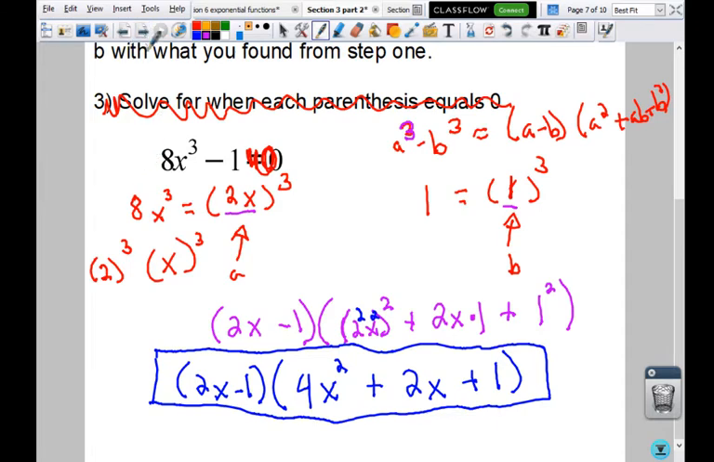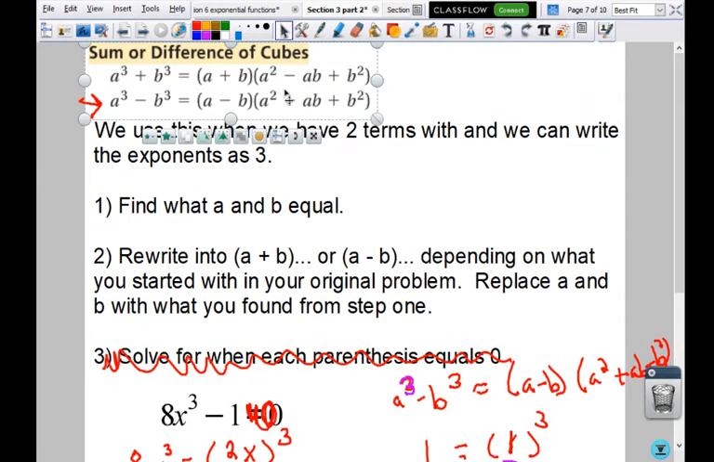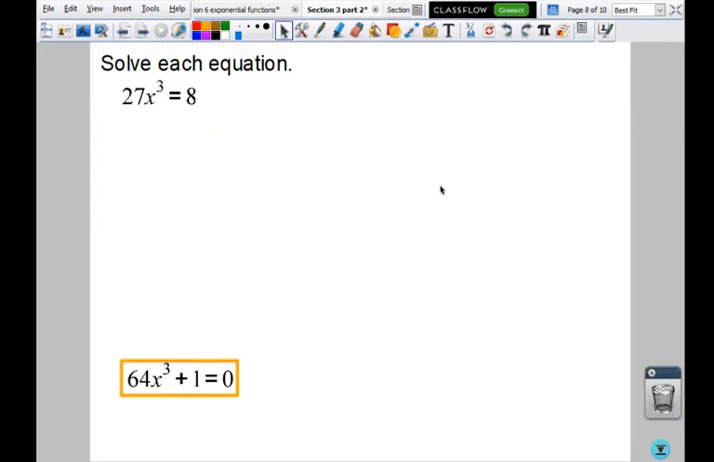Alright, we're going to do another one of these. We're going to practice one, and you guys are going to do one. I'm going to copy this real quick, though, so I have my formulas.